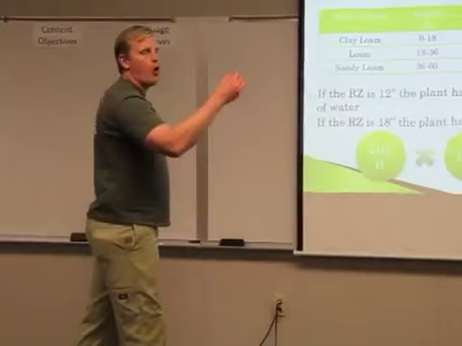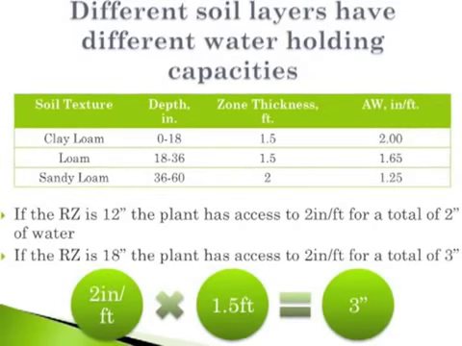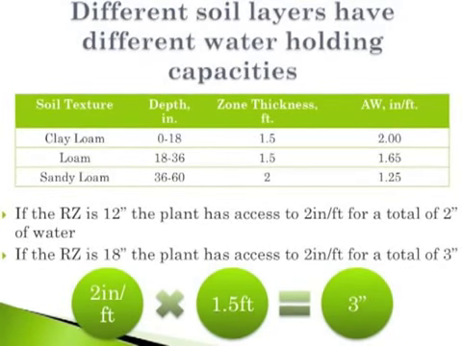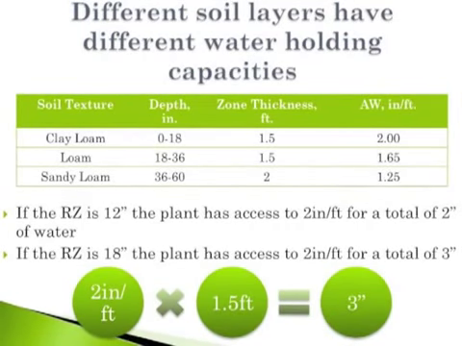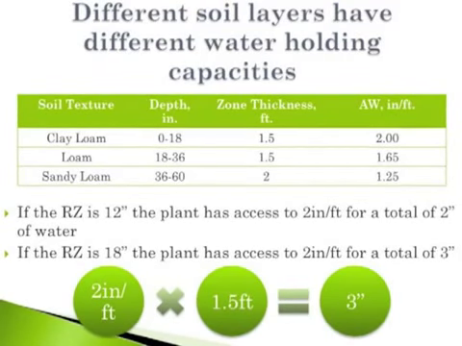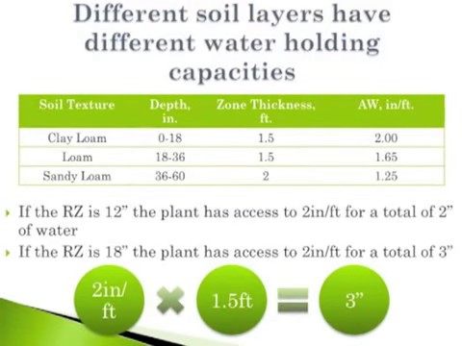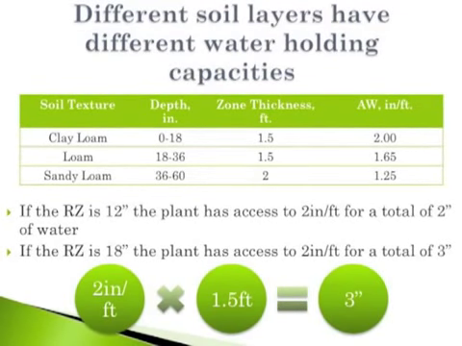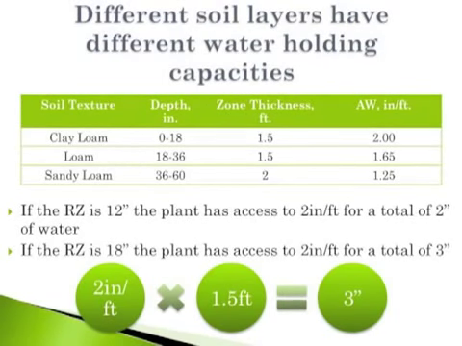Now below the loam soil is sandy loam. And that sandy loam soil starts 36 inches down at the bottom of the loam soil. And it goes down to 60 inches. So the sandy loam soil goes from 36 inches down to 60 inches for a total of 24 inches. So that layer of soil is 24 inches deep, or 2 feet, what our zone thickness says here. And that sandy loam soil has an available water of 1.25 inches.